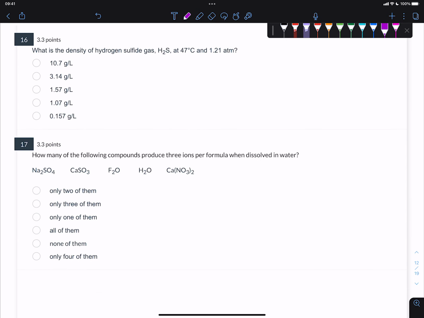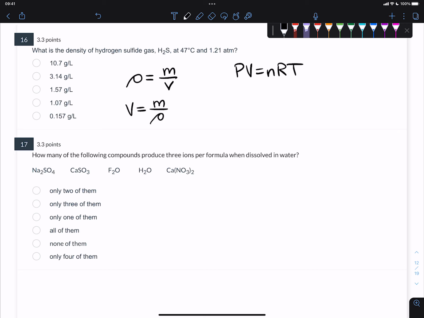Okay, 16. What is the density of hydrogen sulfide gas, H2S, at 45 degrees Celsius and 1.21 atm? We may as well just derive the density versus the ideal gas density equation connection. Density, and I'll use rho for density, is equal to mass over volume. And in the ideal gas equation, PV equals nRT. Solving for V here, we get that V is equal to M over rho, which is density.